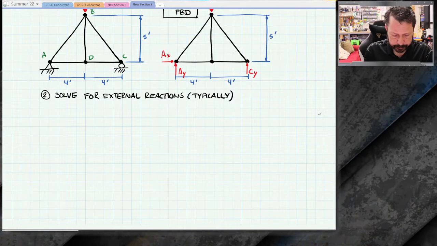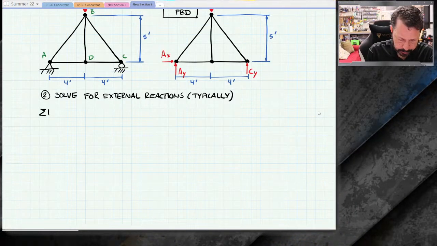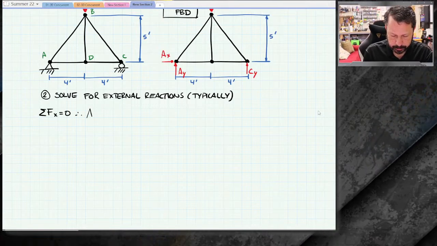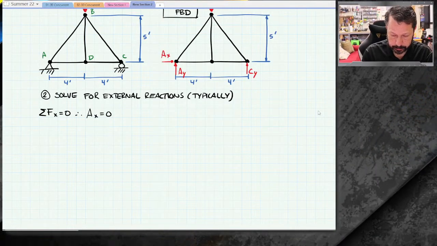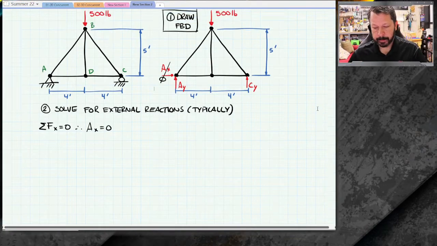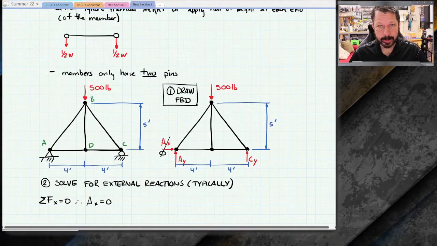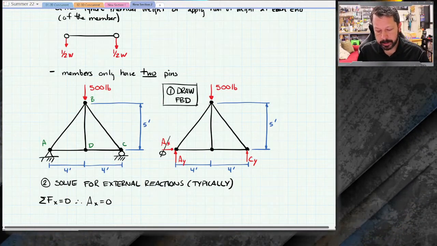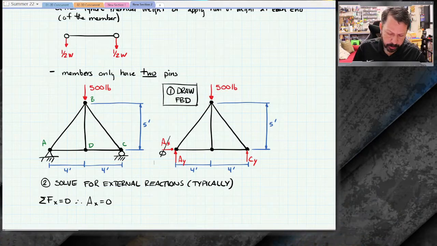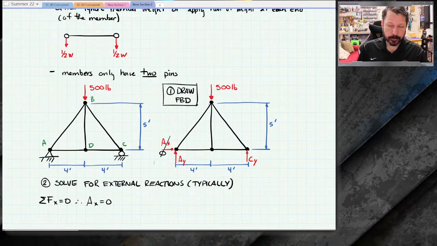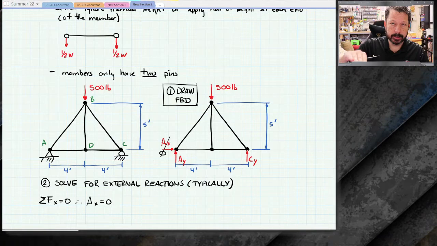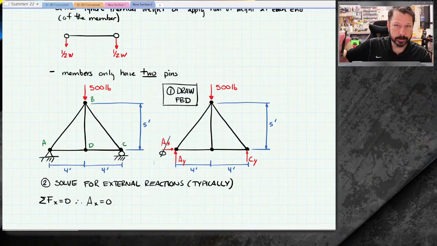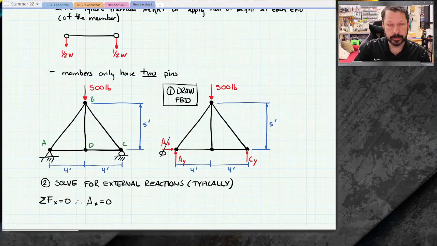So let's do our easy one first. Summation of forces in the x direction equals 0, and therefore for this setup AX is 0, so we can just mark that guy out. Now it could be that 500 pounds was at some angle and not going straight down, and there would be an x reaction at AX, or maybe C is not rolling on a horizontal surface, but it's rolling on an incline. Then there's a reaction there too. It's because the reaction is perpendicular to the surface you're rolling on.